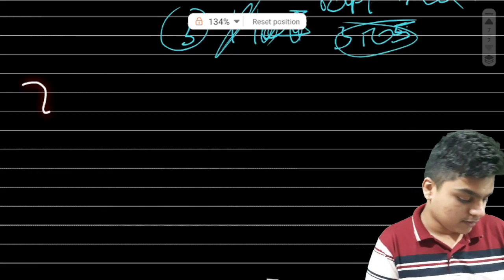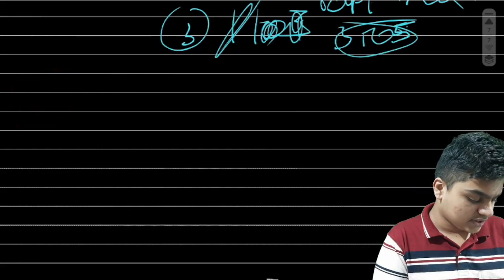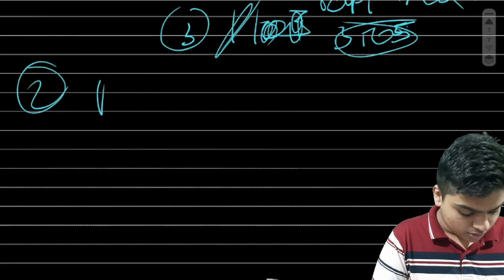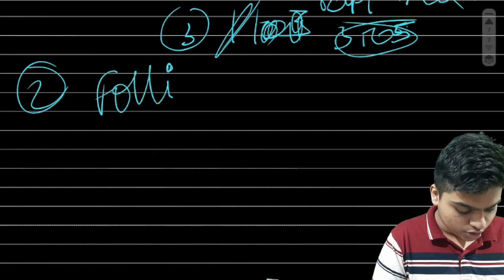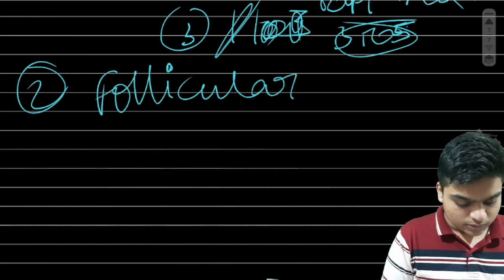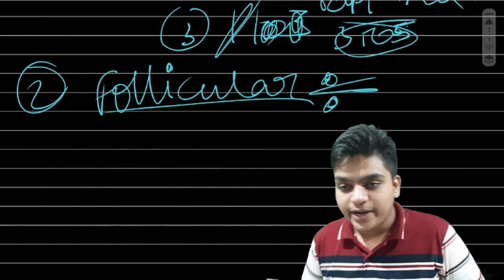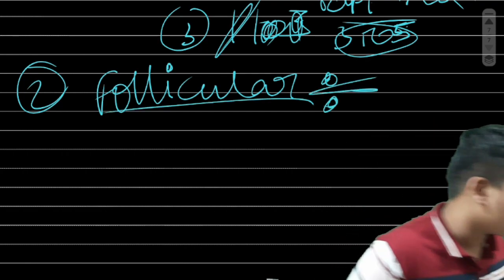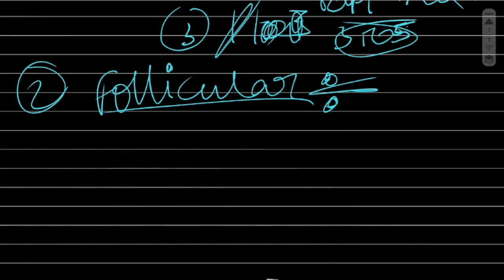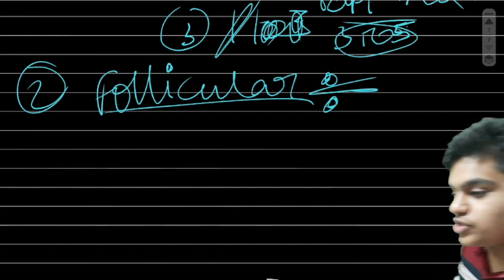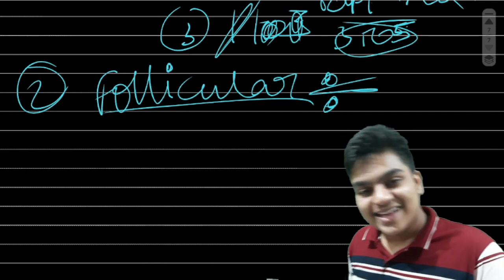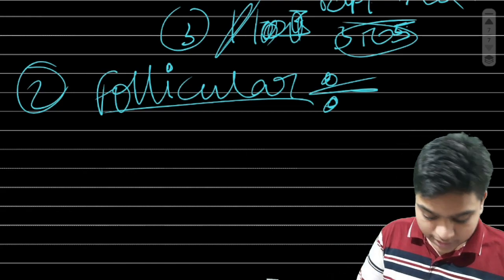Now coming to the second phase, that is your follicular phase. Now why did I tell you here that it is also called the proliferation phase? Why? Because here the endometrium gets reformed again.